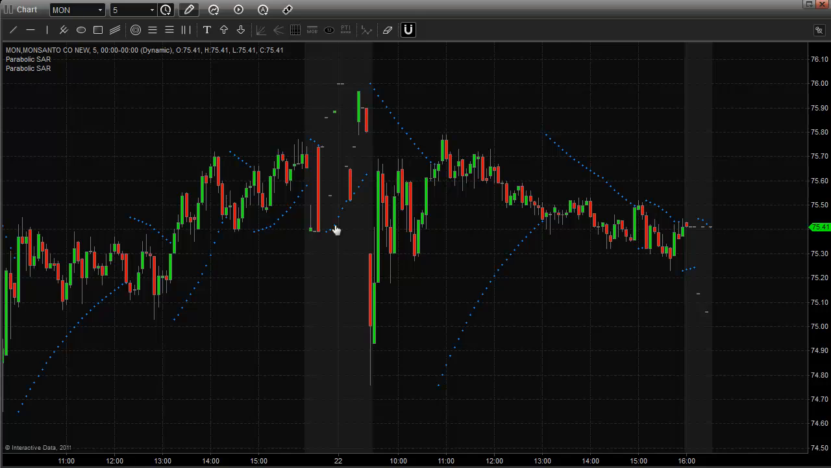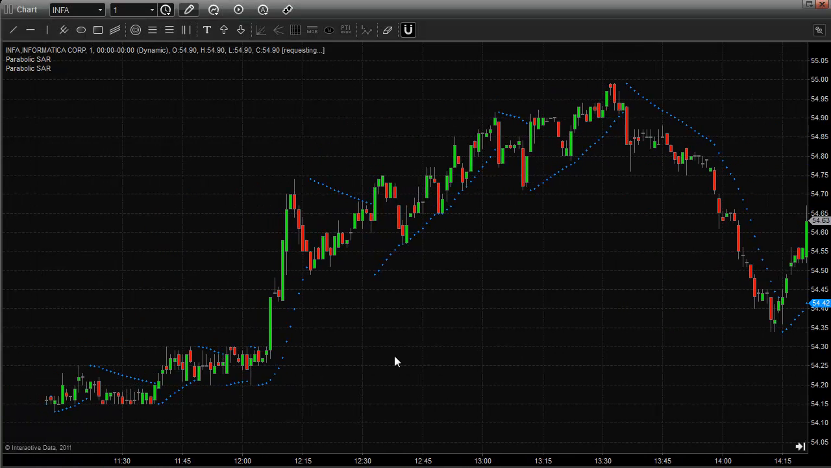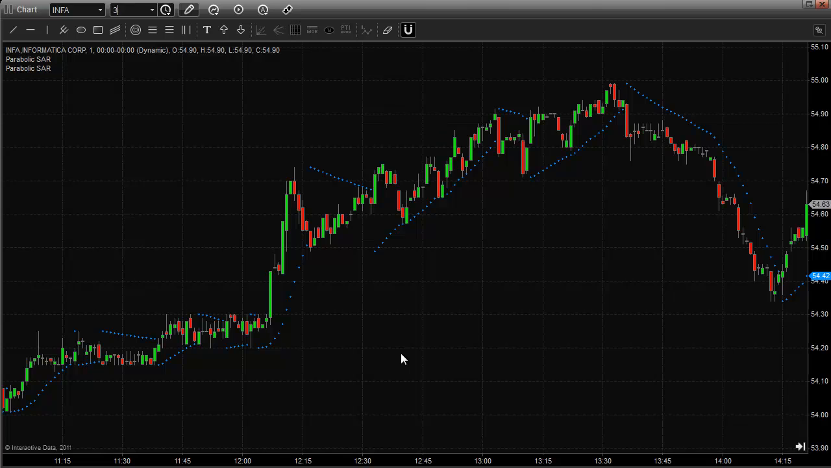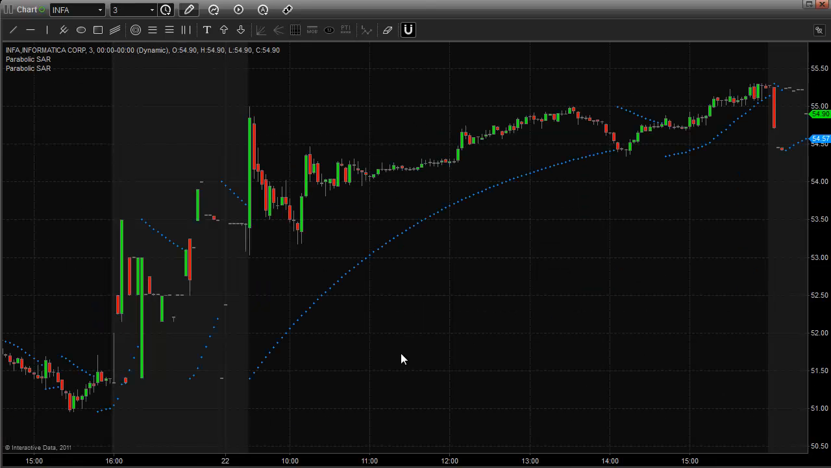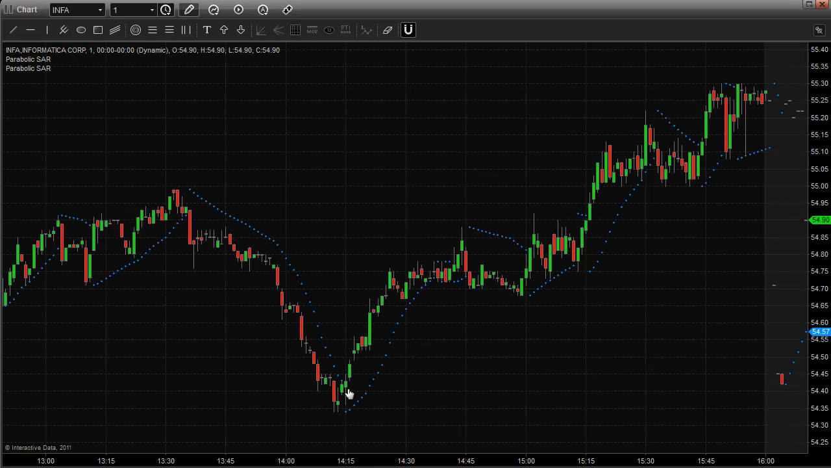Let's look at a different chart. Here's a chart on INFA. Again, a 1-minute chart. The trends are usually harder to spot on 1-minute time frames, so a lot of times it's good to move to a 3 or a 5-minute chart. When you're looking at intraday status, you can see how that changed. Let me move it back to a 1-minute chart. You can see we have some larger moves, but generally it's fairly choppy.